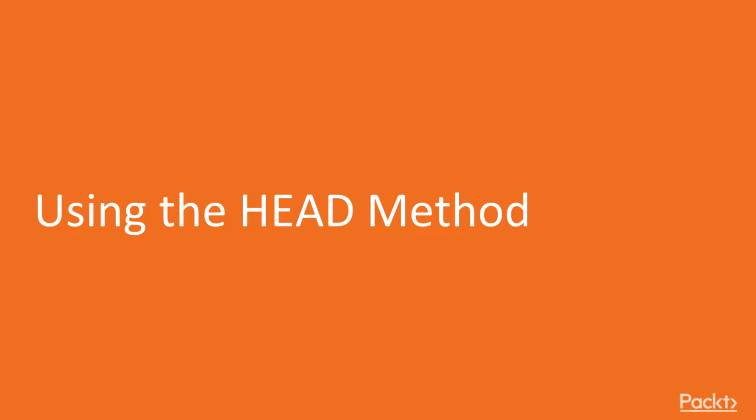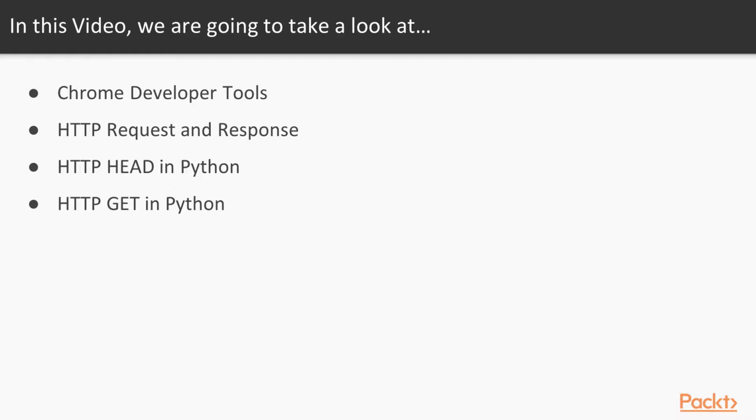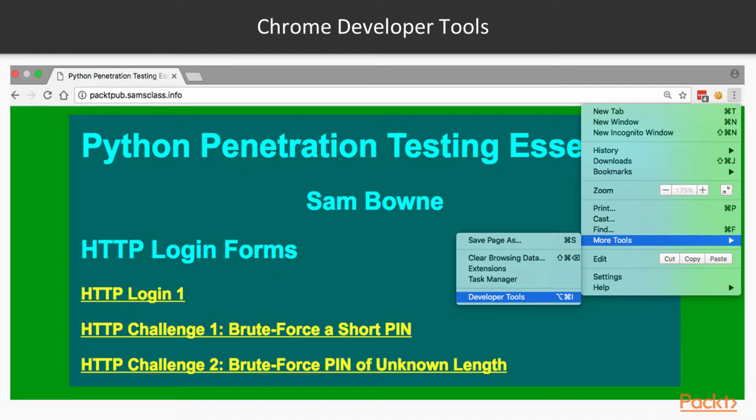So first, using the head method. We'll cover using Chrome Developer Tools to see how a browser works, and understanding the HTTP request and response process. We'll then code HTTP head requests in Python and HTTP GET requests in Python. Chrome Developer Tools is part of a browser. You can get it by clicking the 3-dot icon in the upper right, and then More Tools. In Developer Tools, this lets you see what the browser is really doing when it communicates with a server.